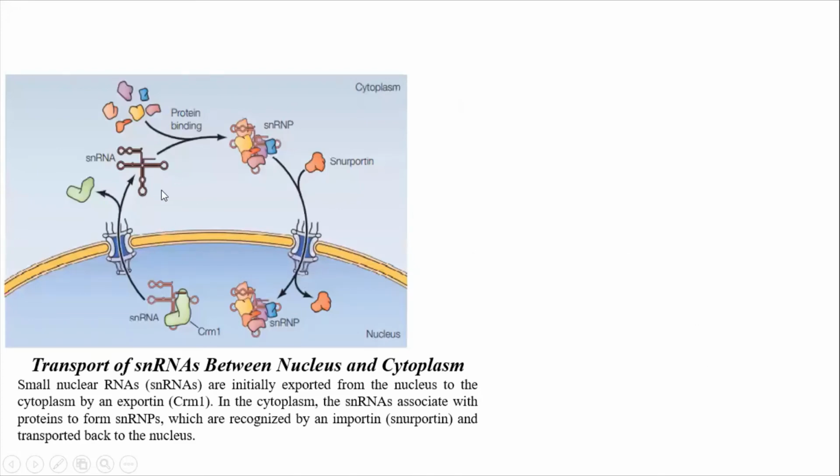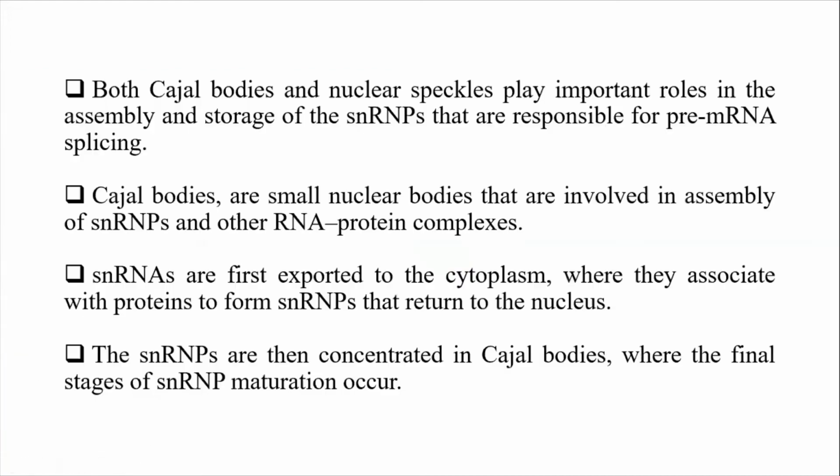See, I think this is the same structure. Here we have the CRM1 exporting protein, which binds to the small nuclear RNA and goes out. The protein binding association happens, then with the help of importin, it comes inside the nucleus. So this is how your snRNPs are brought inside the nucleus. Is this part clear? Like what Cajal bodies are? Is it clear?